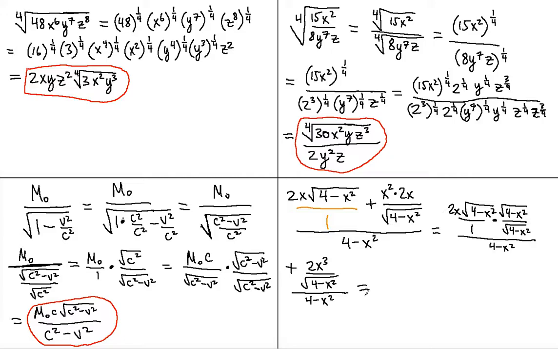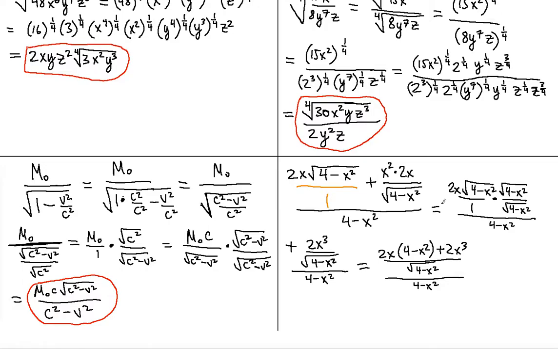So what does that give us? That gives us, let's see. So as you can see, what happens is that you're going to have a sum under the same radical, square root 4 minus x squared, right? So let's perform that sum. So we're going to have 2x. Now, the same radicals on the top here gives you the inside clean. So that's 4 minus x squared plus 2x to the third, right? And they're both above the same denominator now, which is square root of 4 minus x squared. And that's divided by 4 minus x squared.